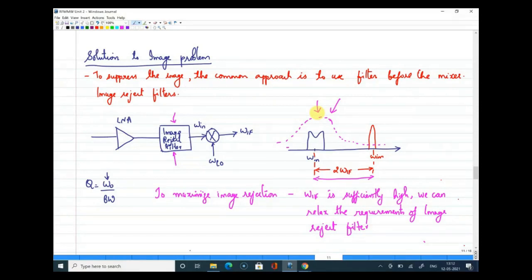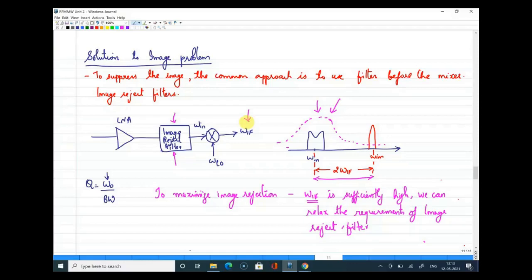Will it affect the later stage? So now I just made omega IF sufficiently high in order to relax the requirements of the image reject filter. But what comes next here? After mixing, there comes your channel select filter. Now the channel select filter center frequency is at omega IF. If your omega IF is sufficiently high, then you have a problem again with the channel select filter, isn't it? Because you are making the Q requirements of the channel select filter high.